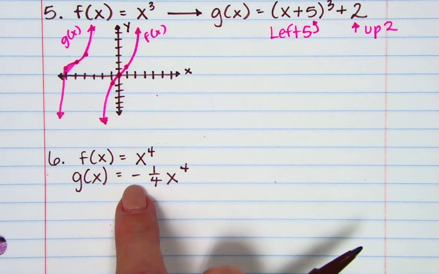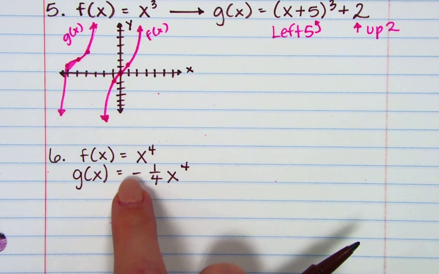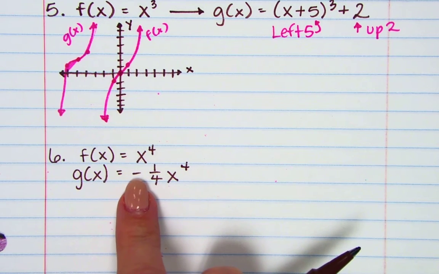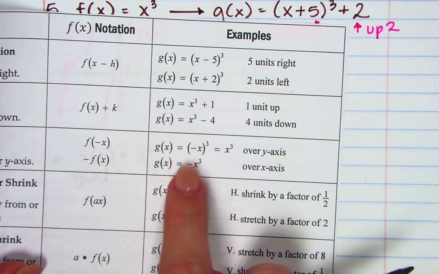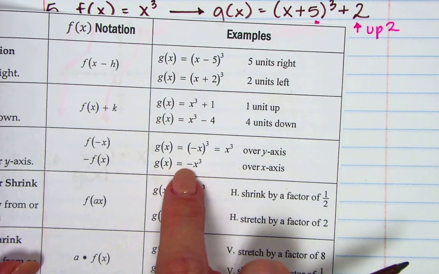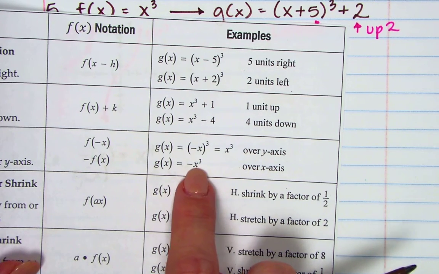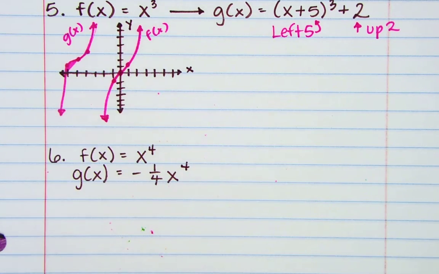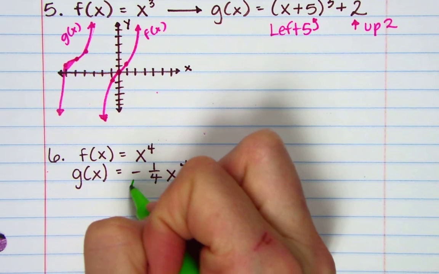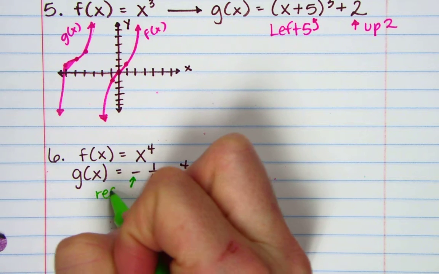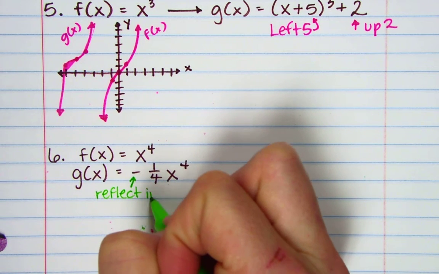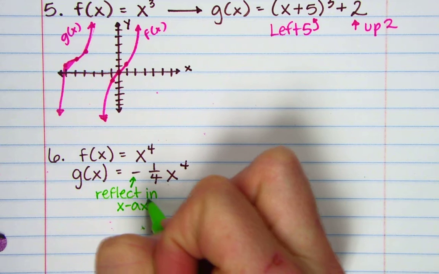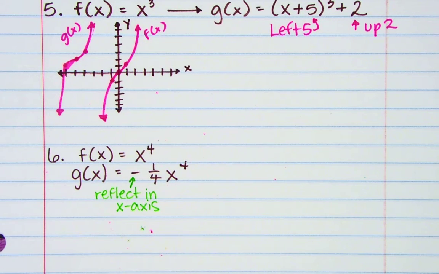So what's a negative? There's no parentheses, and that's the thing that we need to look for. It's a negative out front with no parentheses. It flips over the x-axis. It'll be like this one. Even though there's not a number here, there's a negative out front with no parentheses. It's a reflection over the x-axis. Reflect in the x-axis.